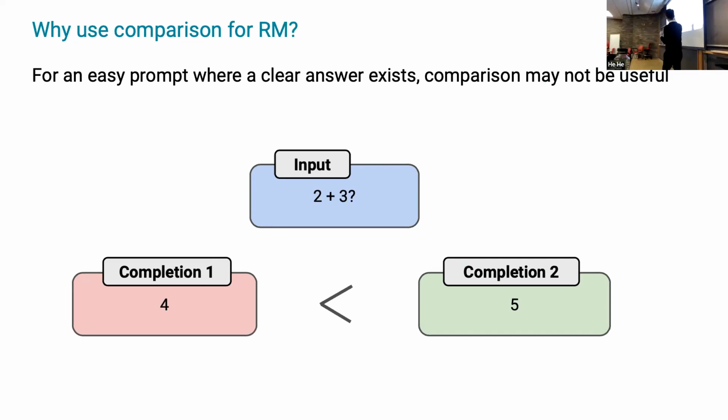So why do we want to do it in this pairwise setup instead of one completion at a time? Let's go back to the trivial example, 2 + 3. Let's say one model outputs 4, one model outputs 5. In this case, it's so clear that you don't have to compare them. You could just see this one and say, oh, that's correct, and this one is incorrect. You don't have to compare in a relative manner.